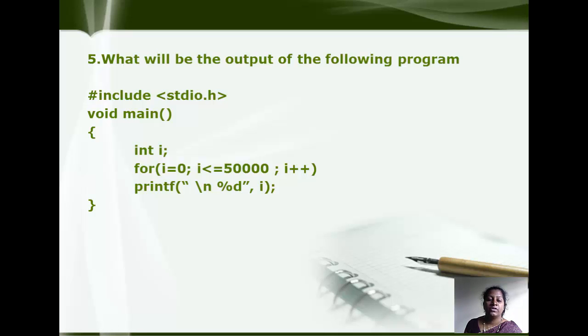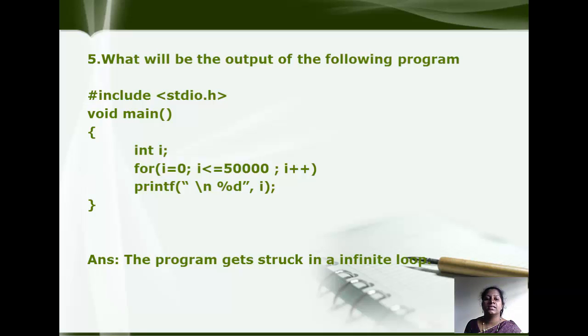So now we shall look at the output of this program. It says that the program gets stuck in an infinite loop. Why is this so? This is because here 50,000 exceeds the maximum range of an integer variable. So we'll now move on to the next question.